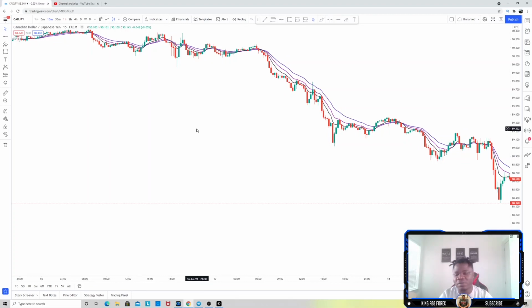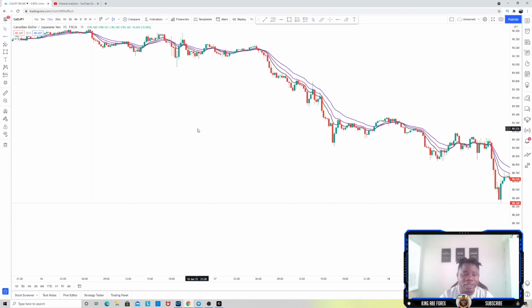Another thing I must let you know is that this strategy doesn't work 100% of the time, because to be honest with you, no strategy out there actually works 100% of the time. What we do is manage our risk whenever we're trading. But one thing I'm definitely going to let you know is that this strategy has a very high win rate if you use it exactly how I'm about to explain it to you.